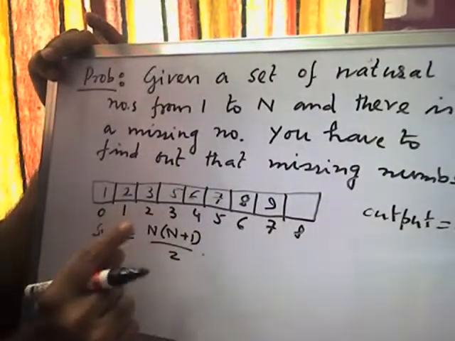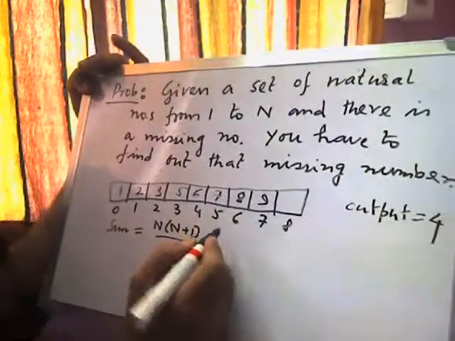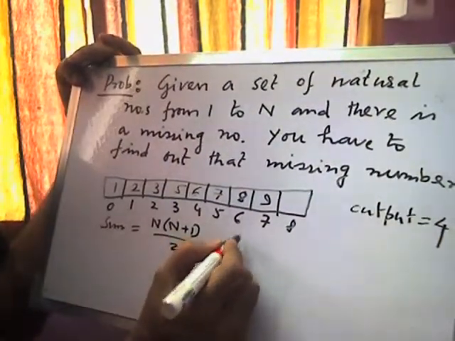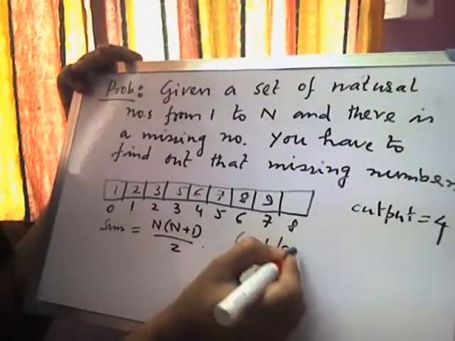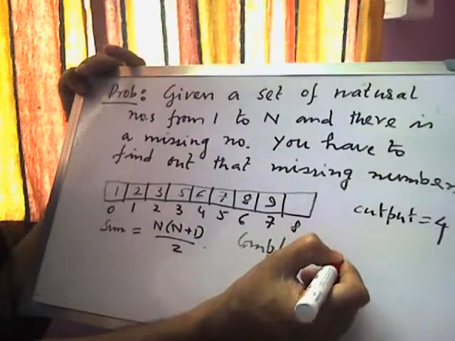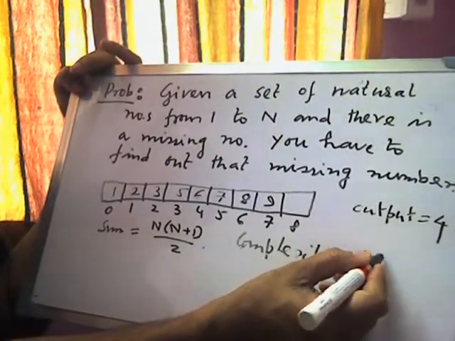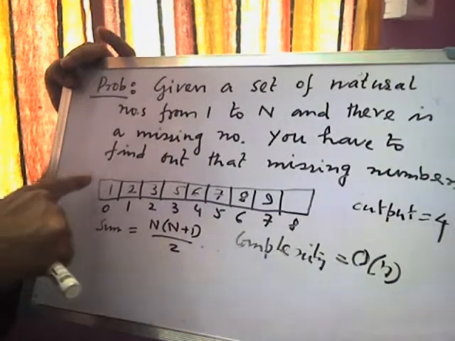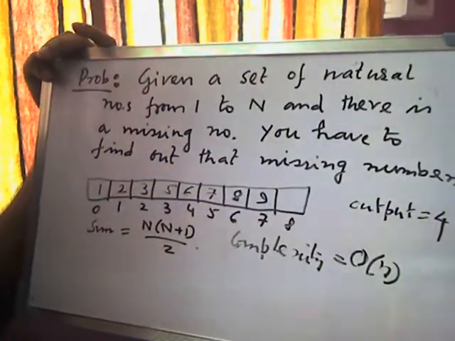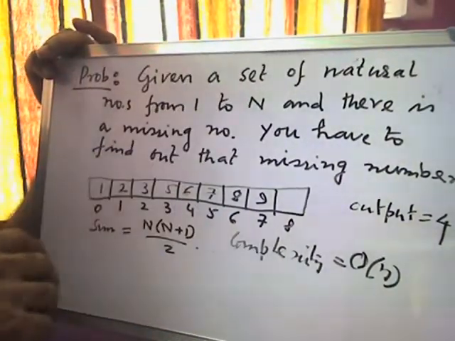So this is the simple algorithm. But what is the complexity of this algorithm? The complexity is equal to order of n, because you have to take care of all the elements stored in the array.